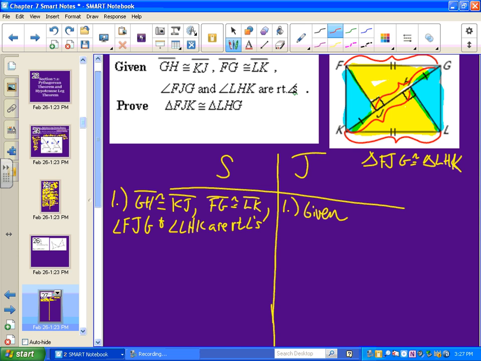Now, once they're congruent, what does that allow us to do? Once they're congruent, that means FJ is congruent to HL. So now we have two sides of those two triangles congruent. And we can get that to be a right angle and that to be a right angle. That will give us side angle side with the two triangles there in the blue.